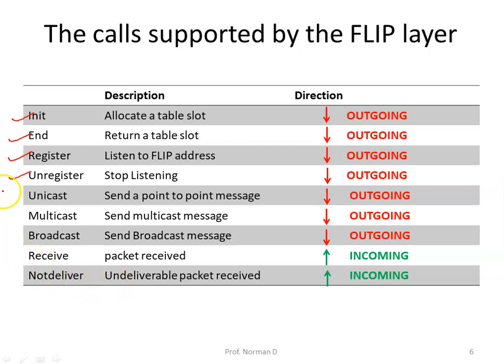The next 3 calls, that is unicast, multicast and broadcast, are for sending point-to-point messages. But none of these guarantee delivery. To make RPC reliable, acknowledgements are used. To make group communication reliable, even in the face of lost packets, the sequencer protocol discussed in the previous sessions is used. And the last 2 calls are receive and not deliver.